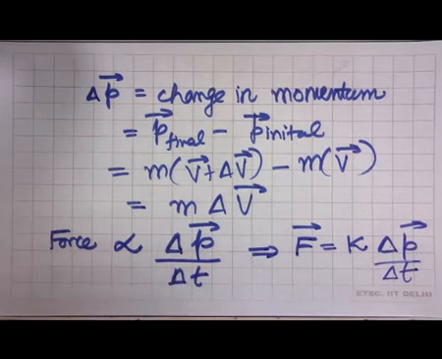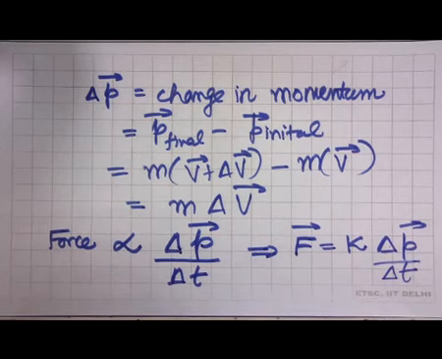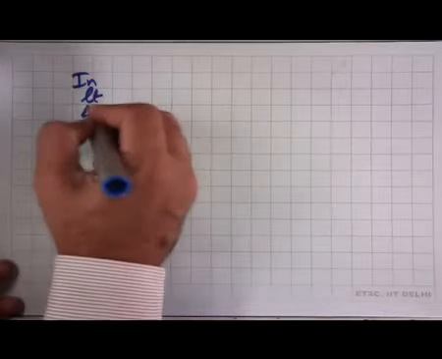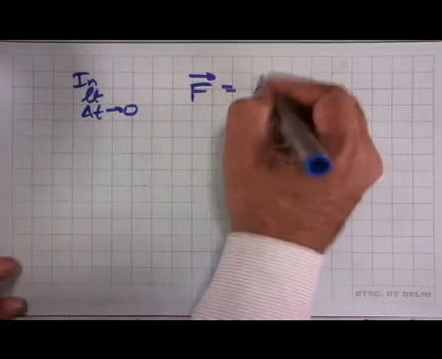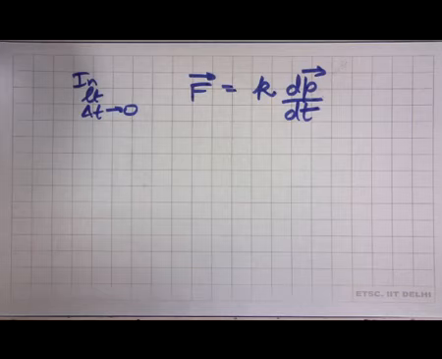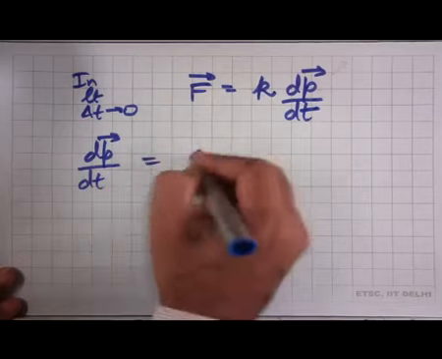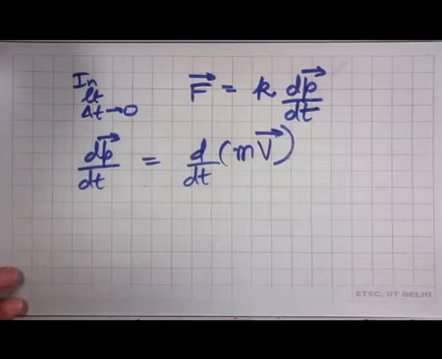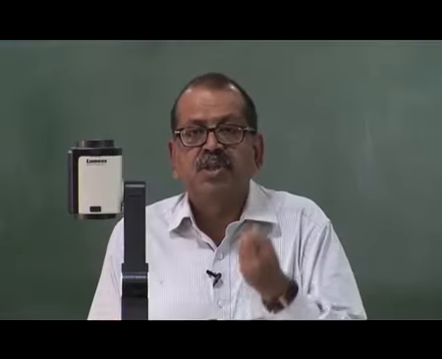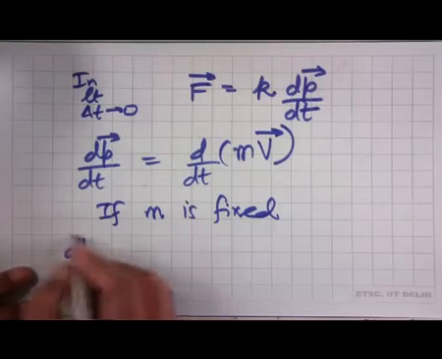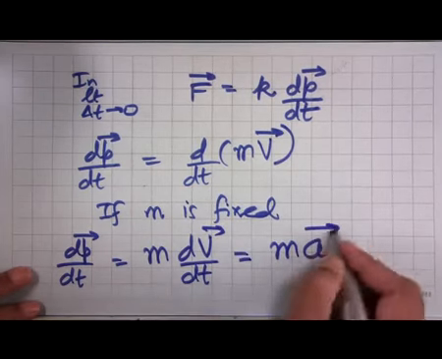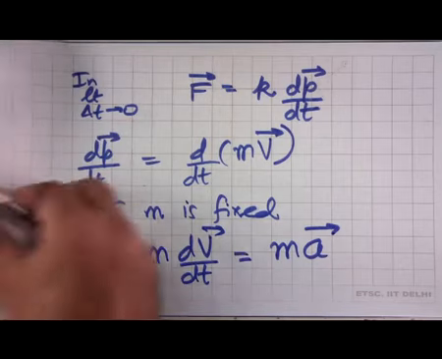When a quantity is proportional to something else, then this is equal to a constant times the thing with which it is proportional. So therefore, in the limit delta t goes to 0, this becomes force is equal to k times dp by dt, where dp by dt is equal to the rate of change of momentum. Now let us look at this quantity dp by dt. This is equal to d by dt of m times v, and if mass is fixed, which we would expect for any particle, if we are talking of a closed system, then mass will be fixed. So then dp by dt becomes equal to m times dv by dt, and this becomes equal to m times acceleration.